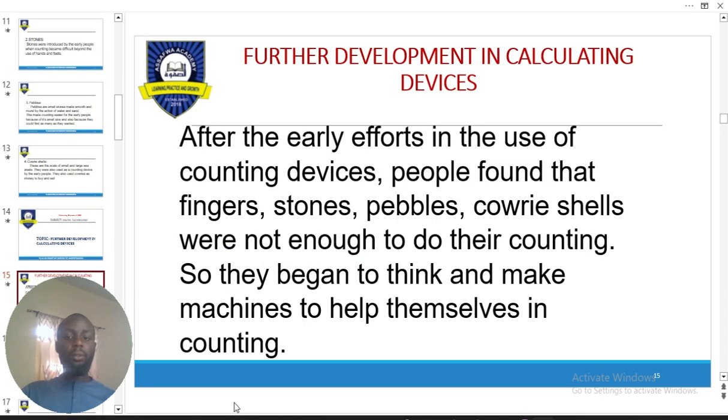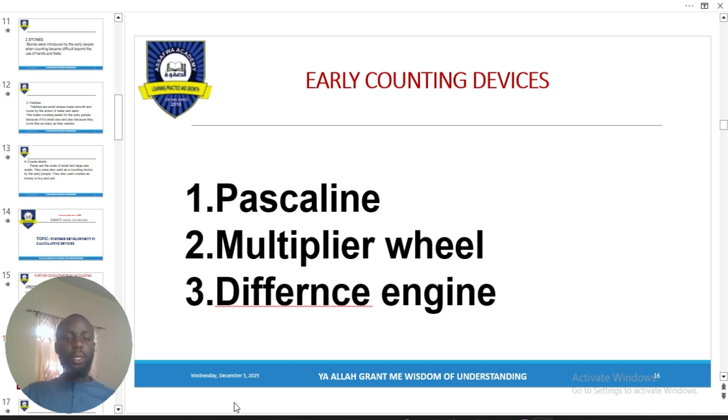Then we have the further development on calculating devices. So after the early efforts in the use of counting devices, people found out that fingers, stones, pebbles, cowrie shells were not enough to do counting. So they began to think and made machines to help themselves in counting. So these machines, we have the Pascaline, we have the multiplier wheel, then we have the difference engine.